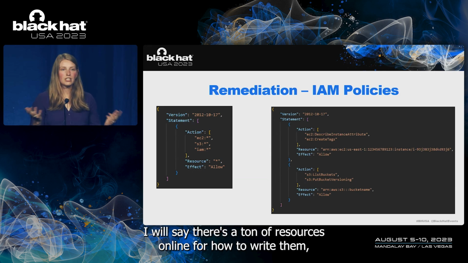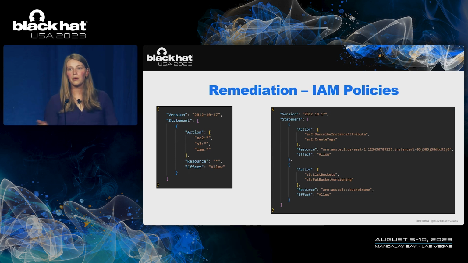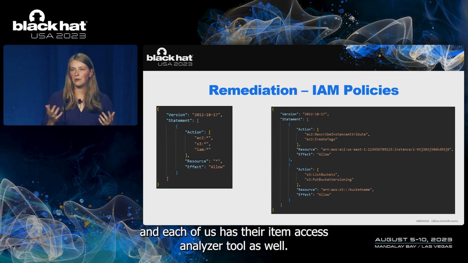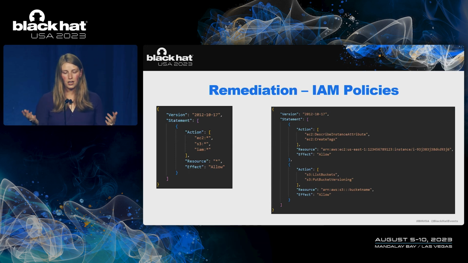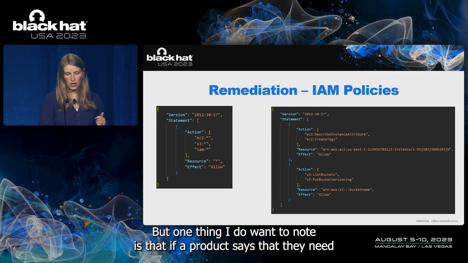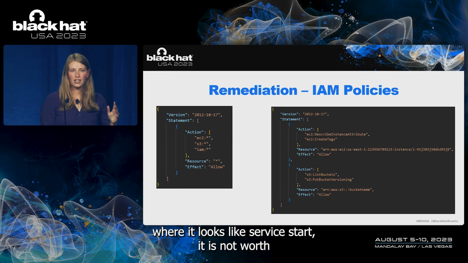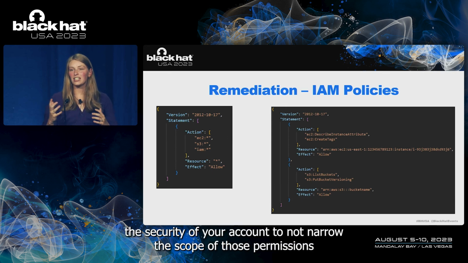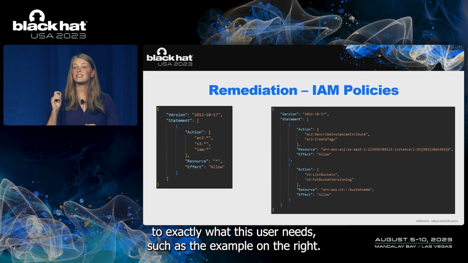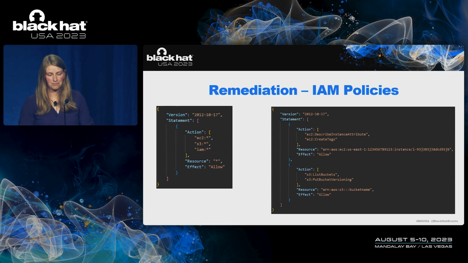I will say there's a ton of resources online for how to write them, and AWS has their IAM Access Analyzer tool as well. But one thing I do want to note is that if a product says that it needs expansive permissions, such as the example on the left where it looks like service star, it is not worth the security of your account to not narrow the scope of those permissions to exactly what this user needs, such as the example on the right.